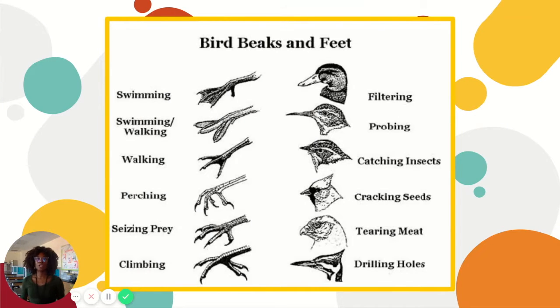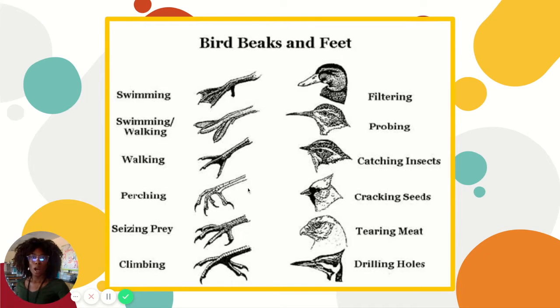So this is an example of different adaptations. These are just different bird beaks, so their mouths, and then their feet, their hands and their feet. Depending on what the beak is shaped like, or what the foot is shaped like, it can give you a hint as to what that bird does.